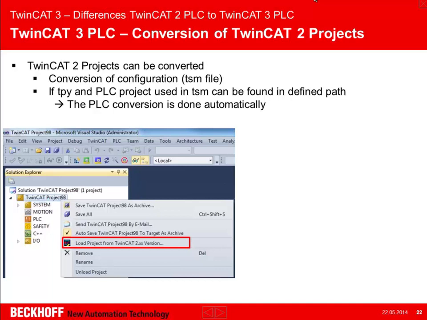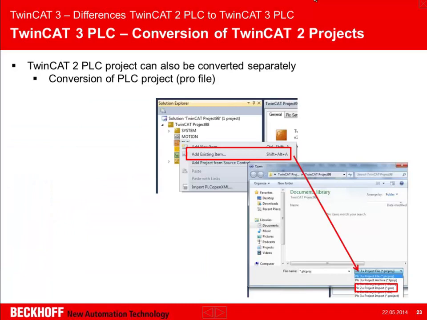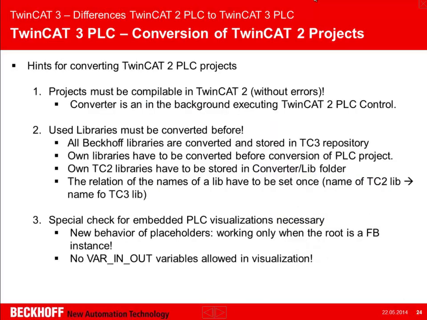If you want to convert only PLC stuff, then it's also very easy. You add an existing item to the PLC node, and you look for PLC projects. You can also, of course, convert libraries from TwinCAT 2 to TwinCAT 3, but in this case it's a project. Then you convert this, and normally, for 99% of the projects, it's done automatically. But you have to keep in mind that we need projects from TwinCAT 2 which can be compiled in TwinCAT 2. So the project has to be compilable with the TwinCAT 2 PLC Control, otherwise it's not possible to convert the code.